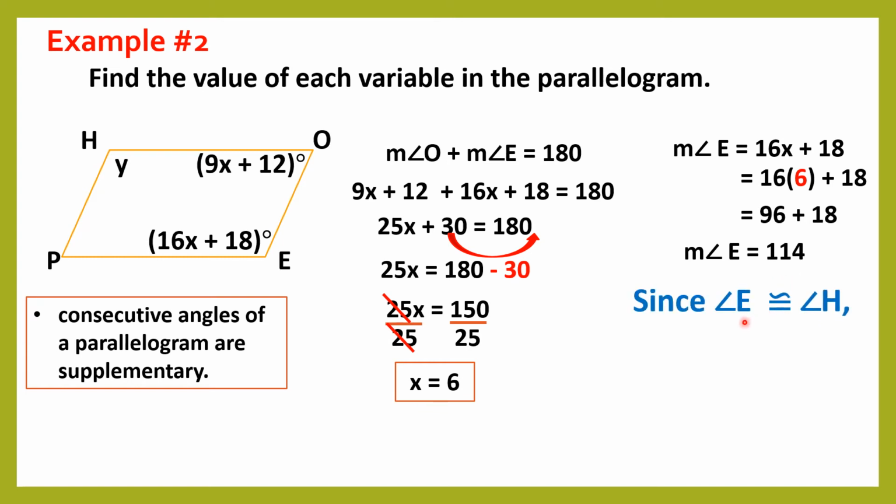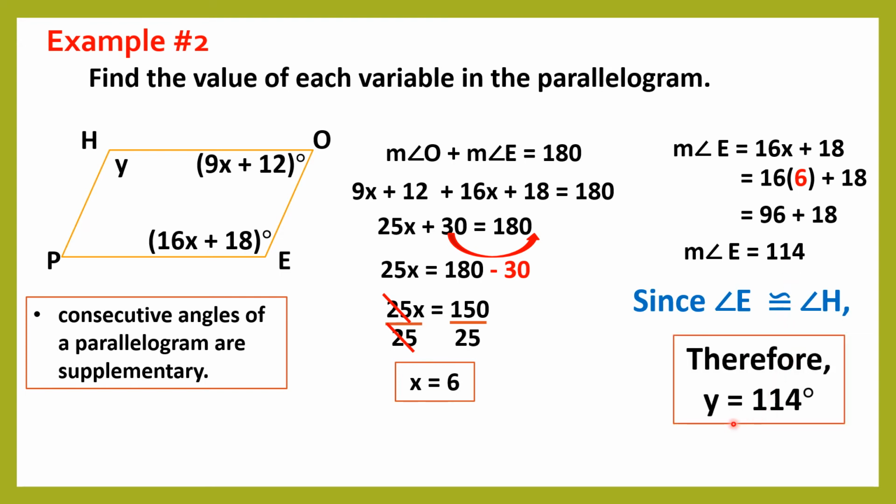So, since angle E is congruent to angle H, because here is angle E, here is angle H. So, they are opposite angles. So, when they are opposite angles, they are congruent. So, if angle E is 114 degrees, therefore angle H is equal to 114 degrees also.